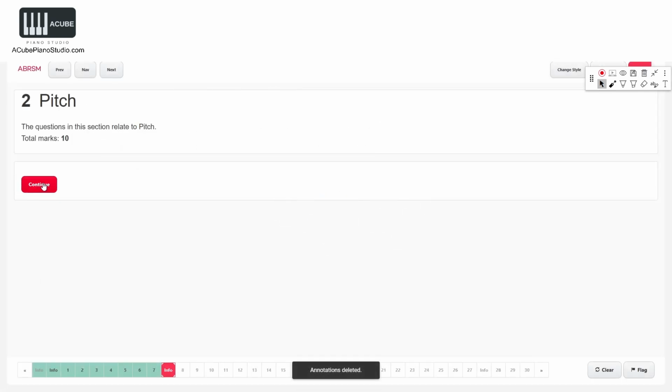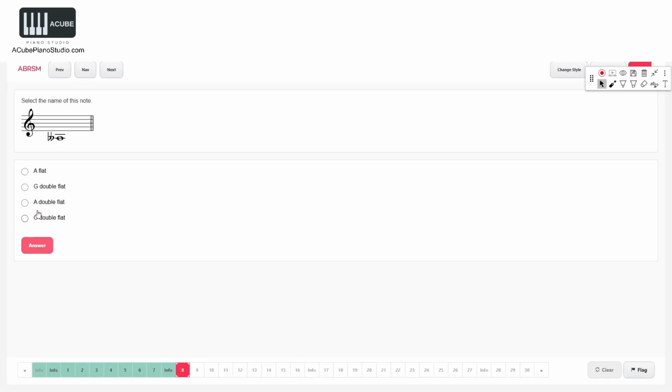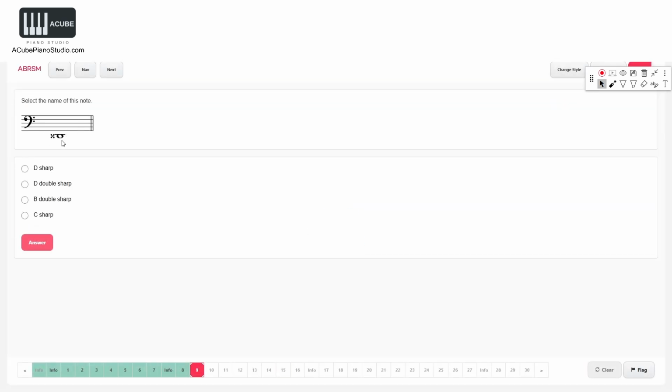Next, let's move on to pitch. Select the name of this note. This one is A with a double flat, so it's called A double flat. Next, this one is D, and this symbol here is a double sharp, so this is D double sharp.